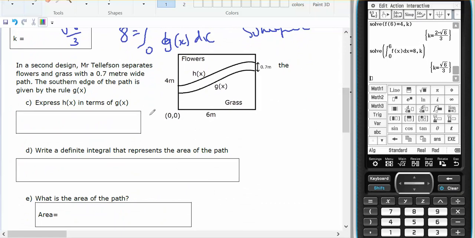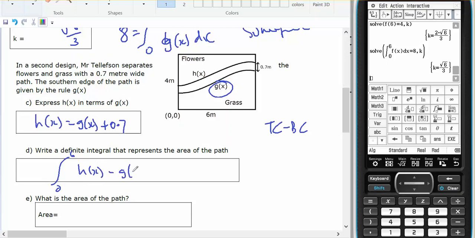Okay, in a second design, I separate the flowers in the garden with a 0.7 metre wide path. So h of x will be g of x plus 0.7. Write a definite integral that represents the area of the path. Well, top curve minus bottom curve, so it's going to be the integral from 0 to 6 of h of x minus g of x dx. And since h of x is g of x plus 0.7, I could write the integral from 0 to 6 of 0.7 dx.